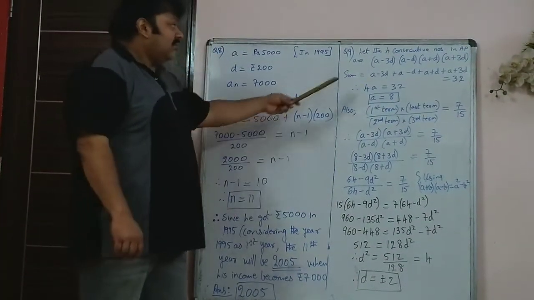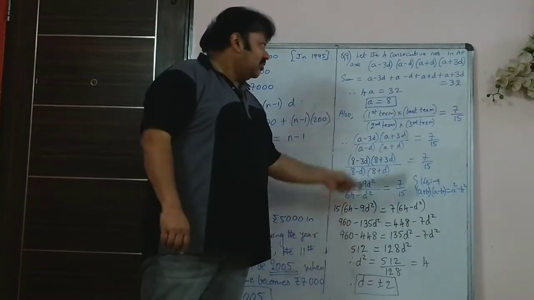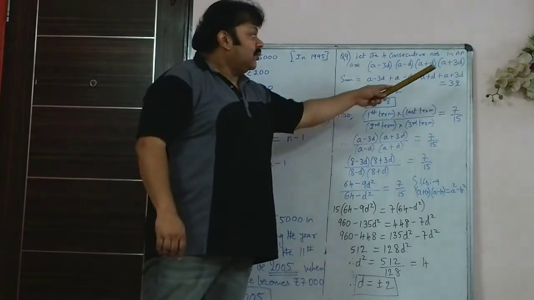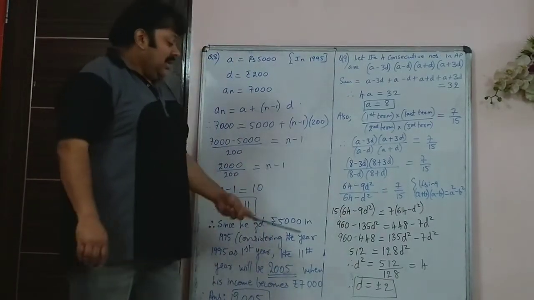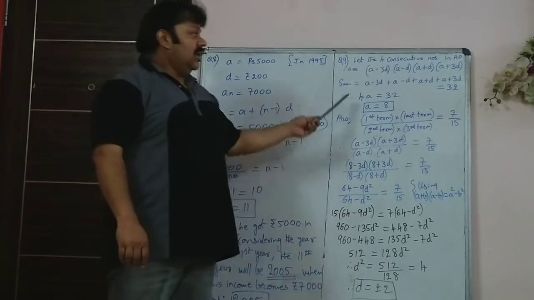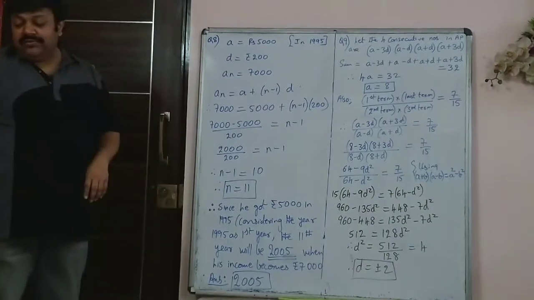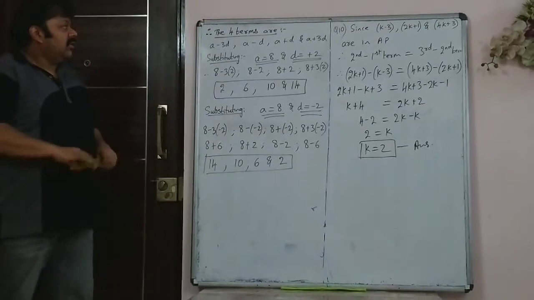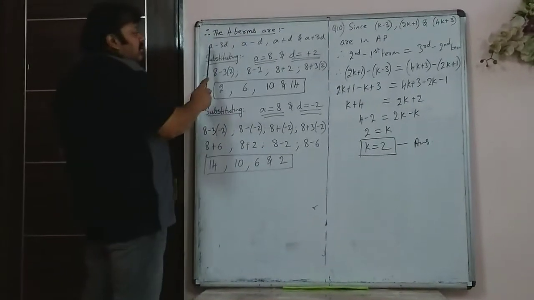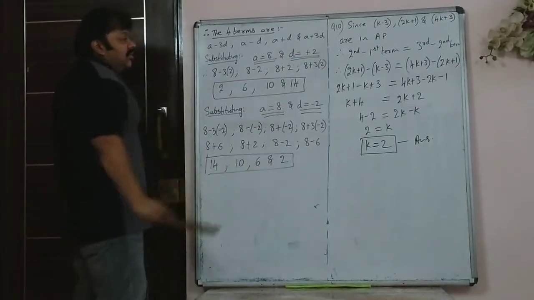Based on that, we have to substitute the value of A as 8 and D as plus 2 first, and find the 4 terms in the AP, and then you will substitute A as 8 itself and D as minus 2, and then find the 4 terms in AP. So that I will write it down now. So continuing with the ninth sum, the 4 terms in AP will be A minus 3D, A minus D, A plus D and A plus 3D.